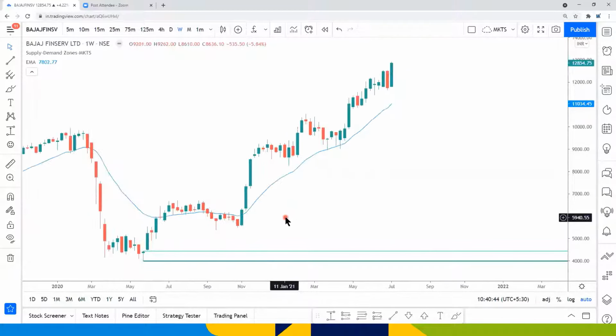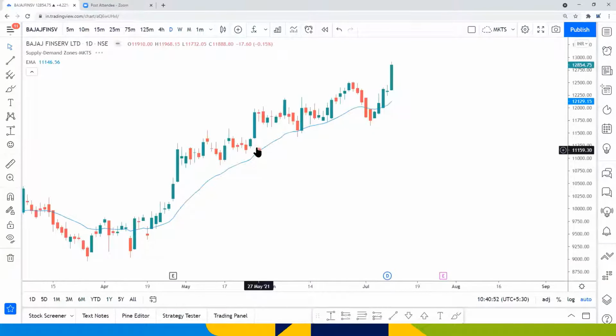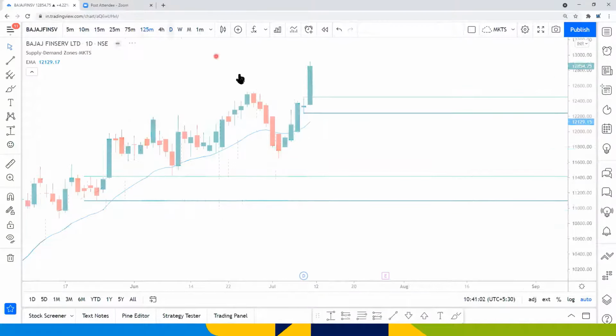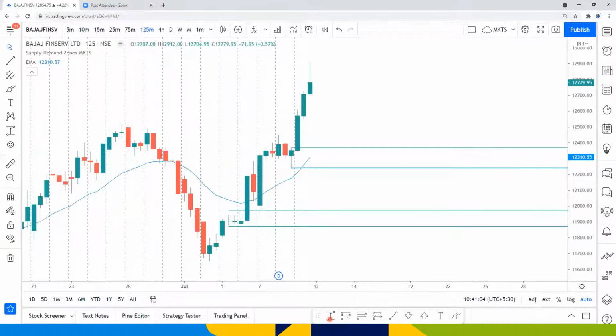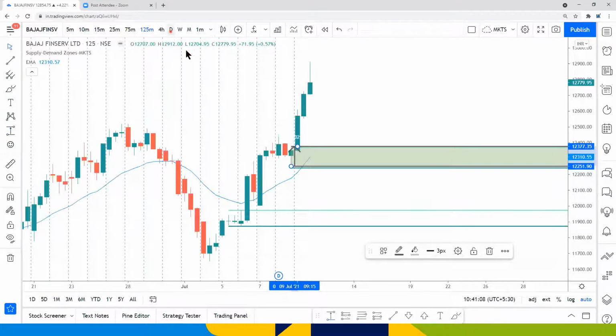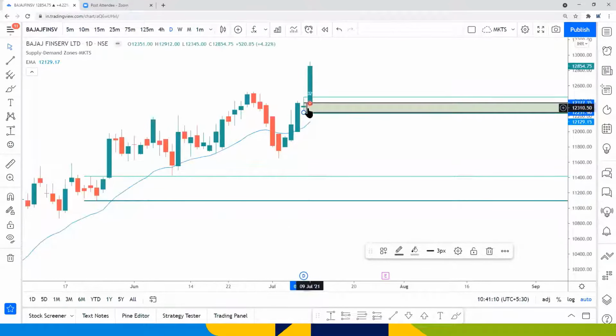What is the trend? Moving average sloping up, price is making higher highs, higher lows, trend is up. On a daily chart, is it also a daily demand zone? That 125 minute demand zone also is part of a daily demand zone. So let's mark this here. So if you see, your 125 minute zone is part of a daily zone.